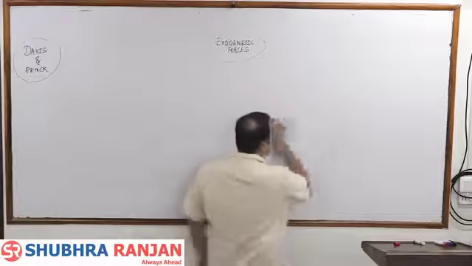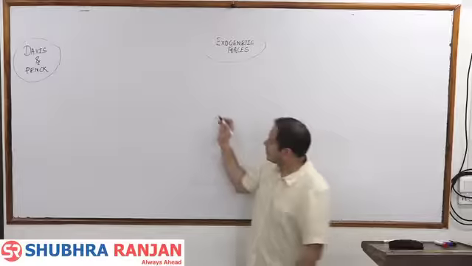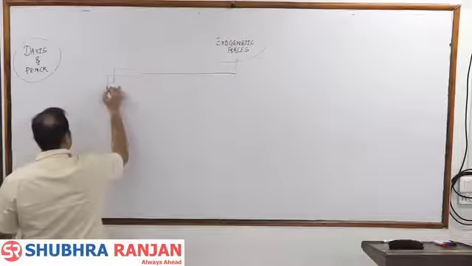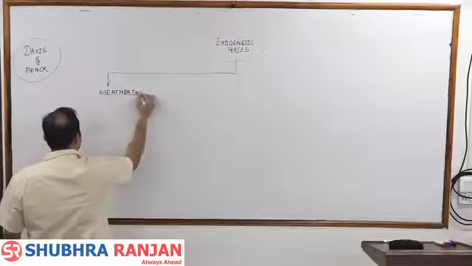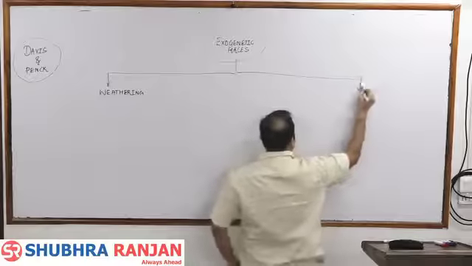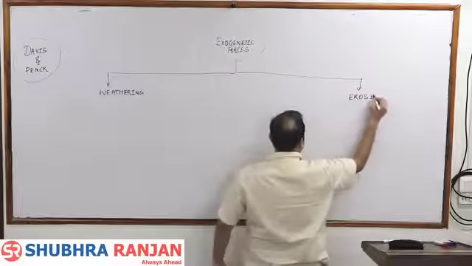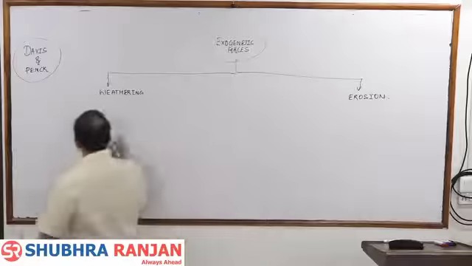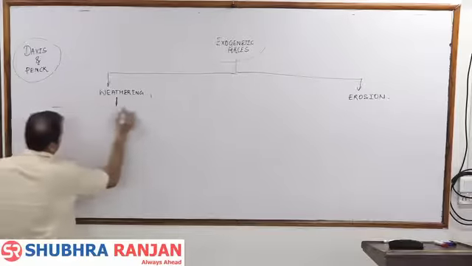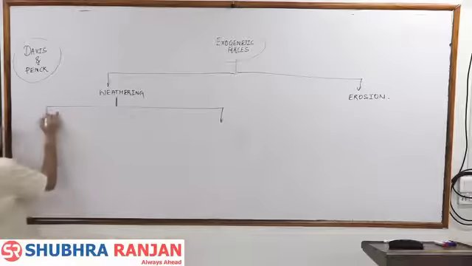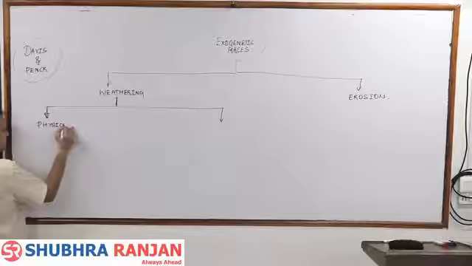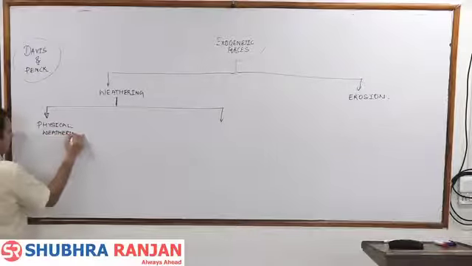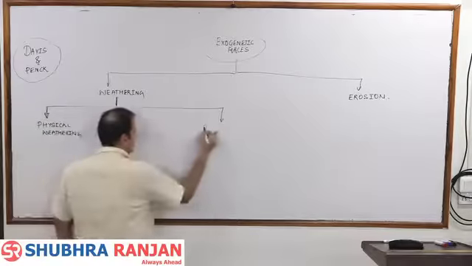So when we do the external forces, we do them in terms of weathering and in terms of erosion. When we say weathering, it is of 2 types, and basically we'll call this 3 types. One is physical weathering, one is chemical weathering.